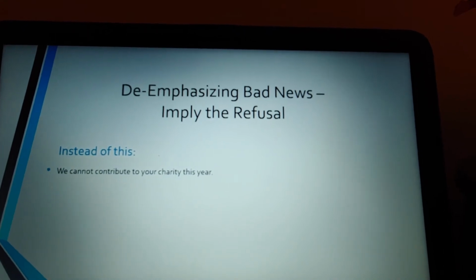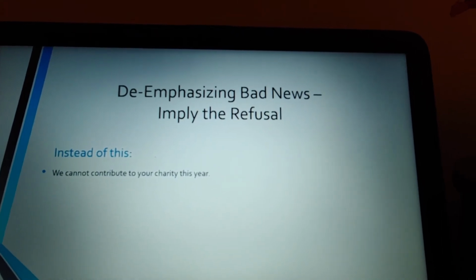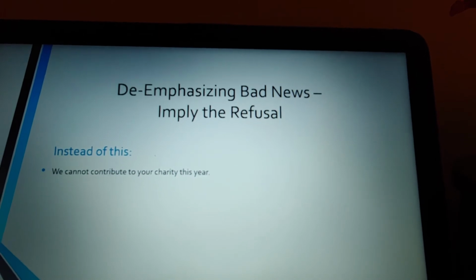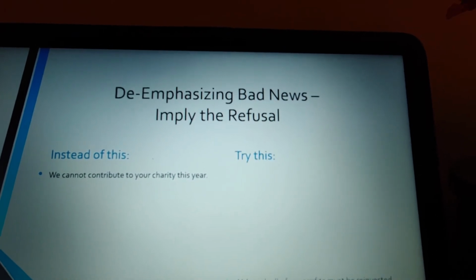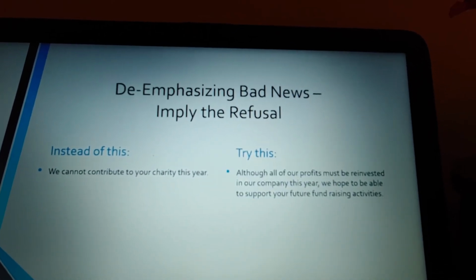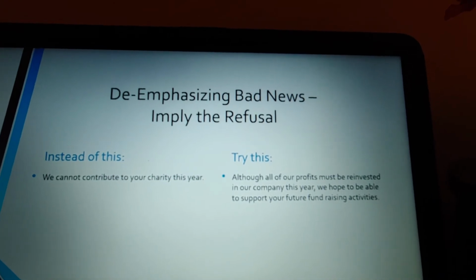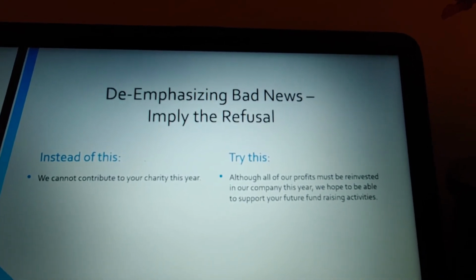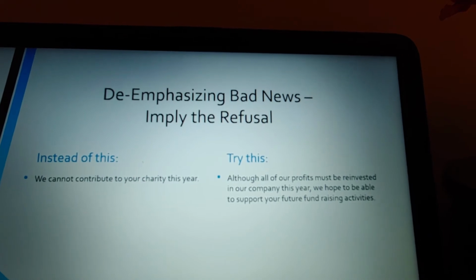Okay, here are some examples of implying a refusal. Instead of saying, we cannot contribute to your charity this year, say this: although all of the profits must be reinvested in our company this year, we hope to be able to support your future fundraising activities.